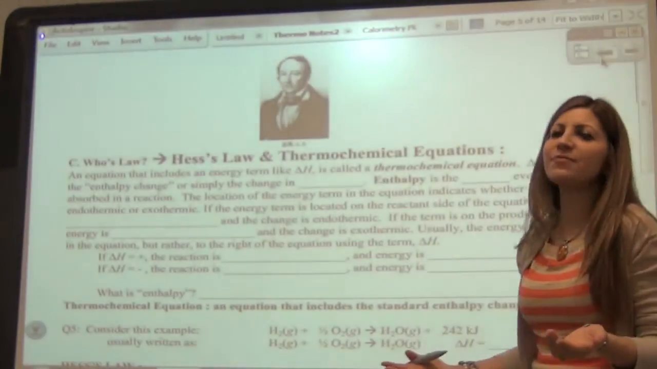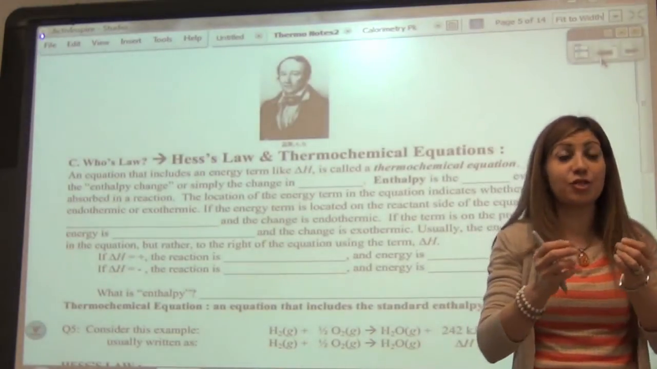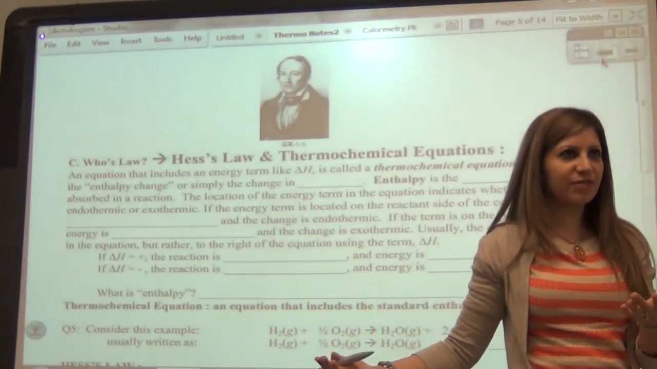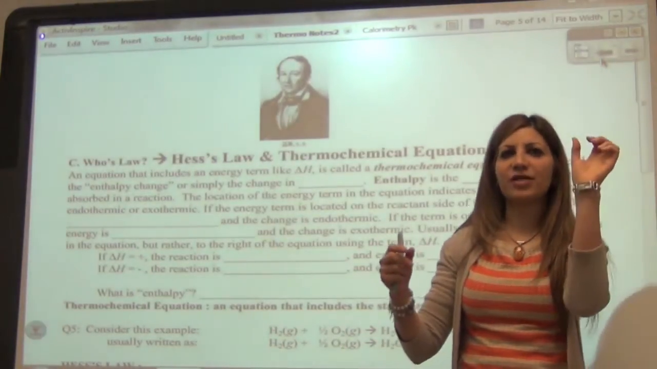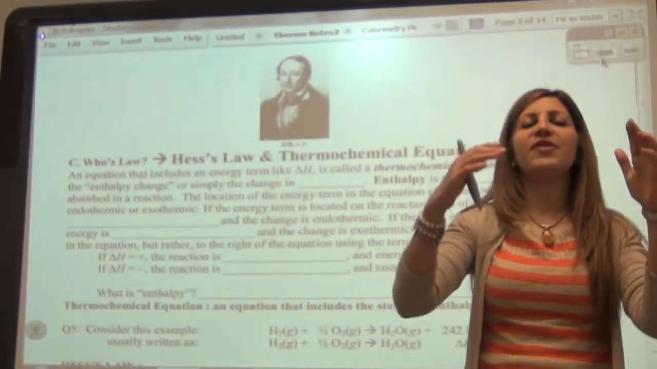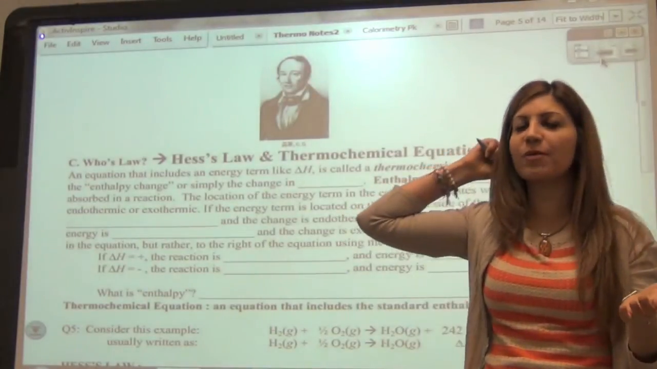Sometimes there are reactions that you can't actually run in a lab, and we want to know how much energy is associated with them. But if you can find out what the many steps are, they call them intermediates, then you can add those up and you can manipulate these reactions. We're not going to end up doing manipulation today.